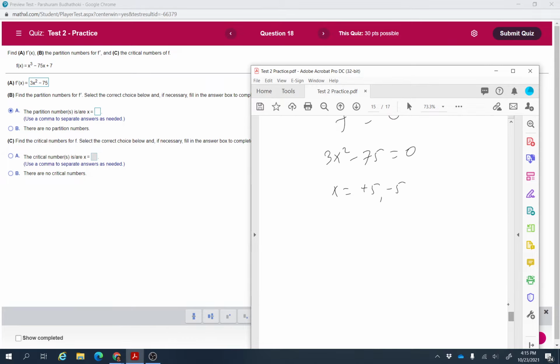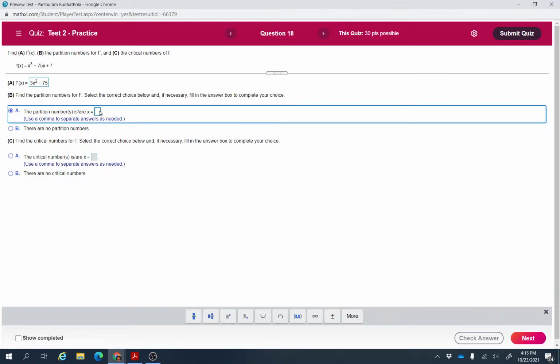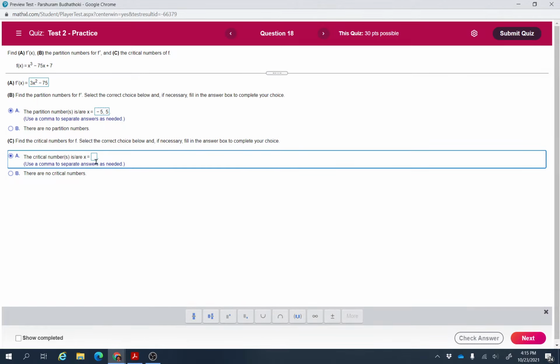These are the 2 points where the derivative would be 0. These points are called partition points, so it is negative 5 and positive 5. Critical number means any number where the derivative is 0 or does not exist. But we don't have anywhere the derivative does not exist, so in this case, the critical numbers are the same as the partition numbers.